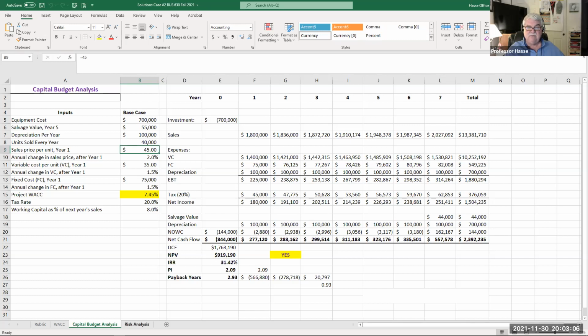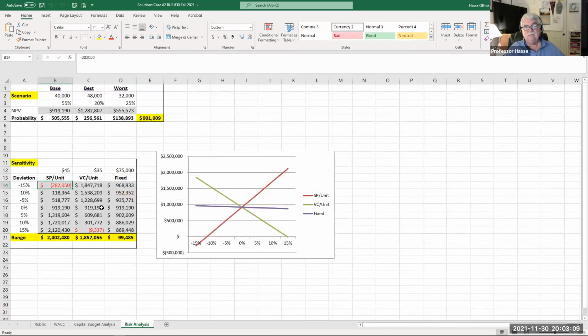And we get an NPV, and I chart it here. All said and done, naturally, the steepness of the slope of the selling price per unit, because the delta range from top to bottom is $2.4 million. The delta range on variable cost, top to bottom, is $1,857,000. And the top to bottom fixed cost changes is only $99,485. Those are the 3 numbers I was looking for.